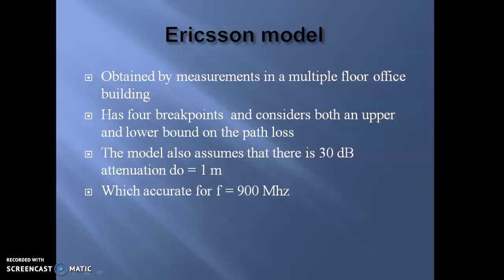Next we talk about the Ericsson model. This is obtained by measurement in a multiple floor office building that has 4 breakpoints and considers both the upper and lower bound on the path loss. The model also assumes a 30 dB attenuation at d0 equal to 1 meter, and it is accurate for a frequency F of 900 megahertz.